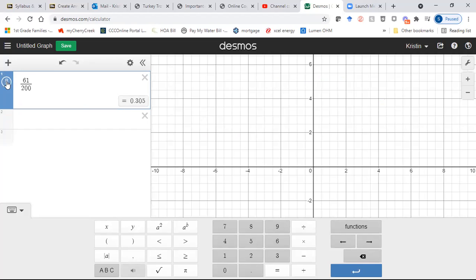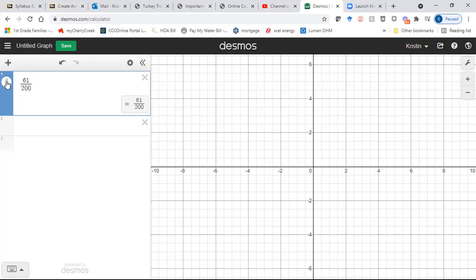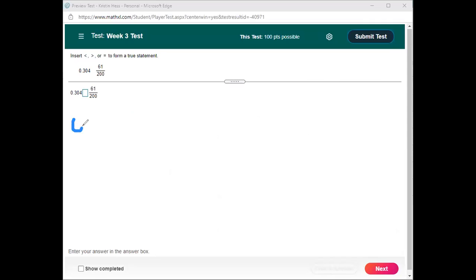Notice this little box right here. You can change things back and forth between fractions and decimals. So 0.305. When we go back to the original problem, we can finish this up. The original number they gave us is 0.304, and 61 divided by 200 is 0.305.